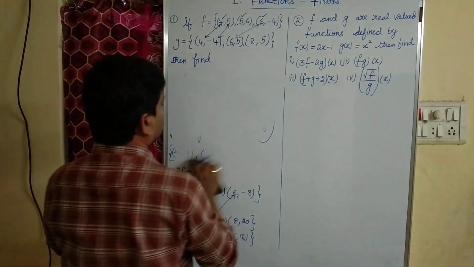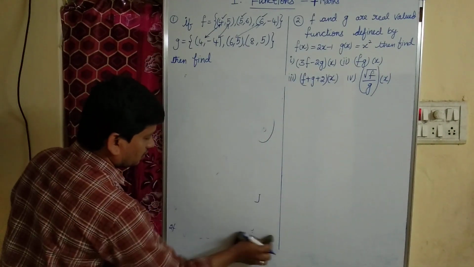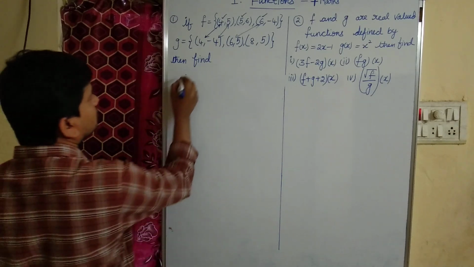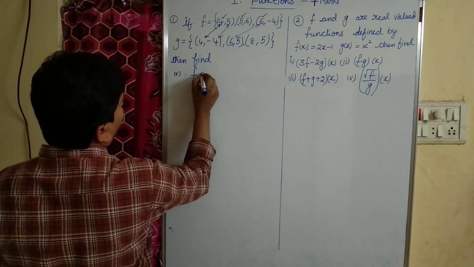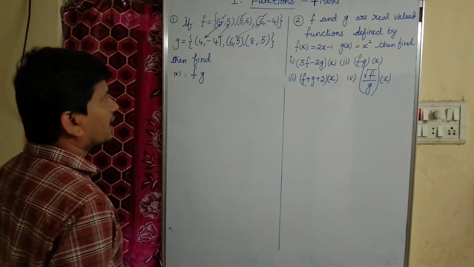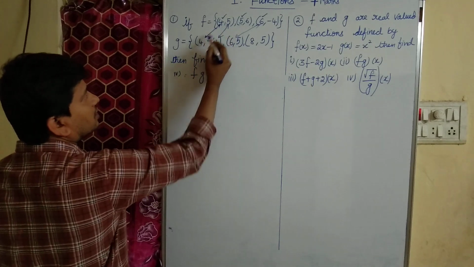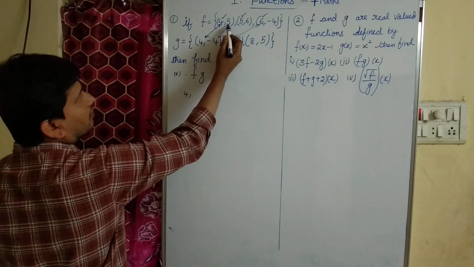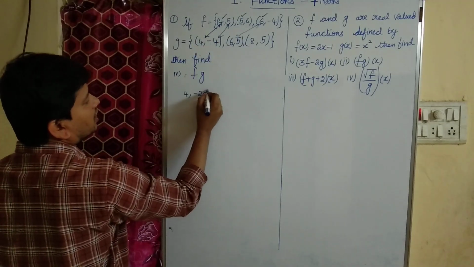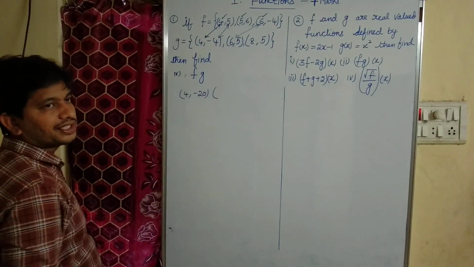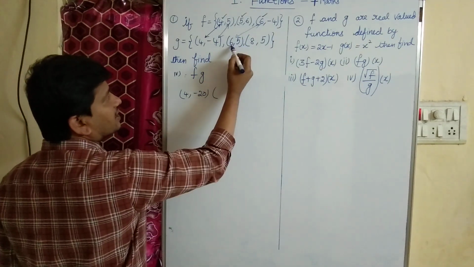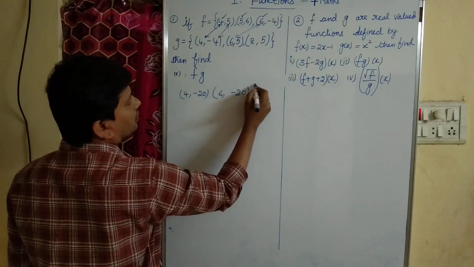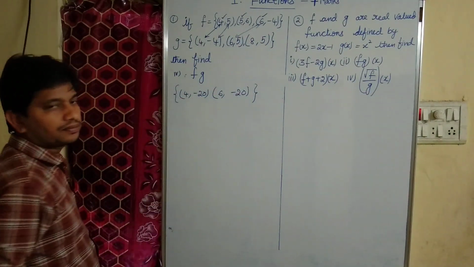Now let us find a few more operations, which is fg. Let us find fg. Again children, domain as it is, 4, 4. Let us multiply its ranges. 5 into -4, 5 fours are -20. Next, here also domain same, 6, 6. -4 into 5, 4 fives are -20. This is our f into g.